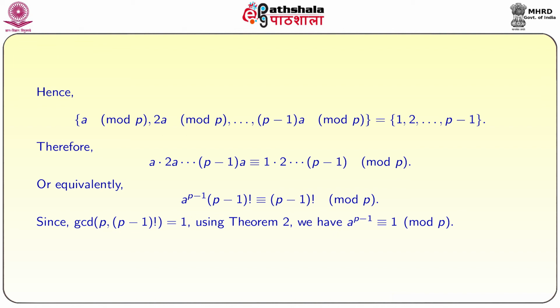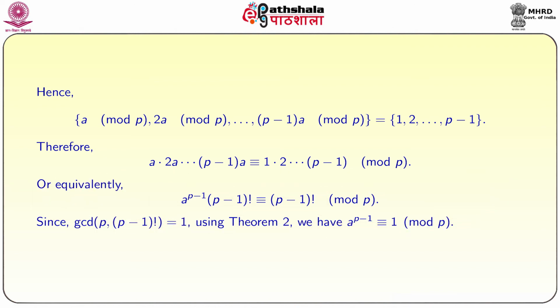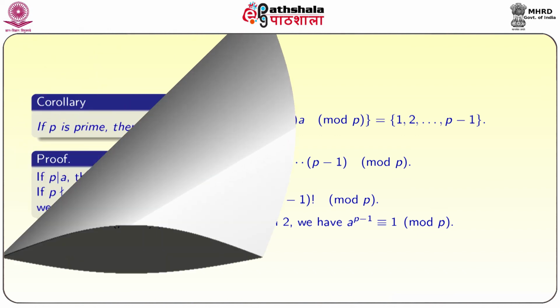So, or equivalently a power p minus 1 into p minus 1 factorial is congruent to p minus 1 factorial mod p. Since GCD of p comma p minus 1 factorial is equal to 1, as p minus 1 factorial contains 1 up to p minus 1, none of them divides p. So, that is why GCD of p comma p minus 1 factorial is 1. Hence, by using the previous theorem we have that a power p minus 1 is congruent to 1 mod p, that is what we have to show.